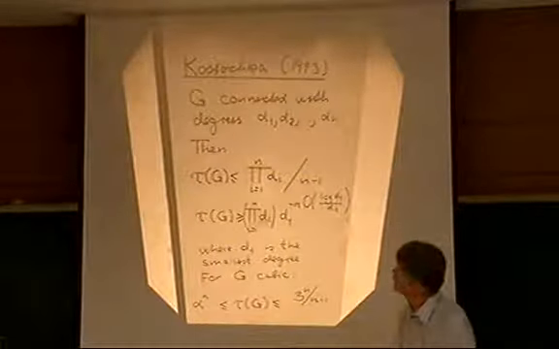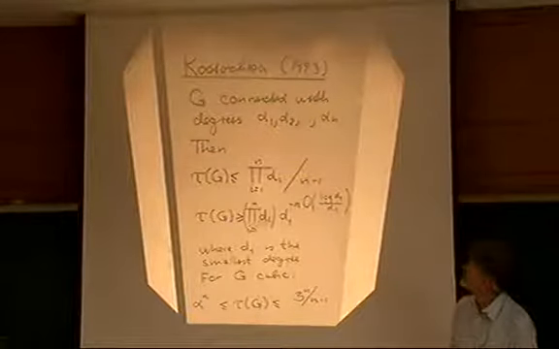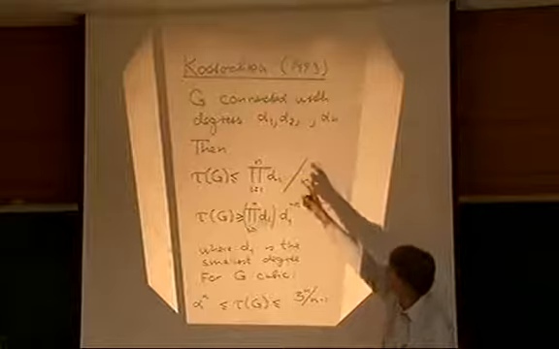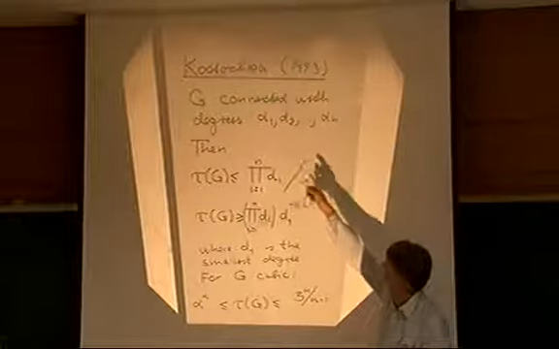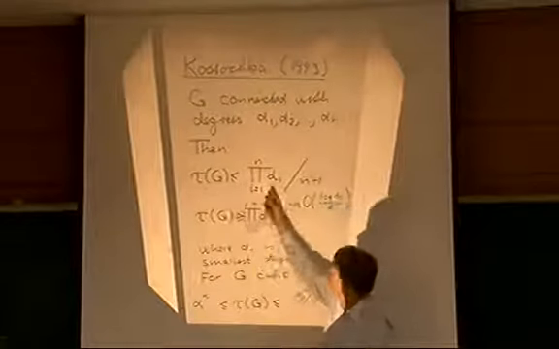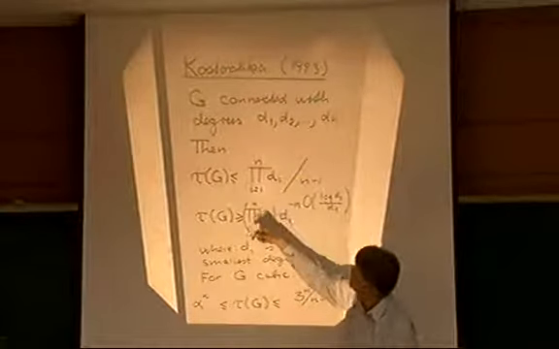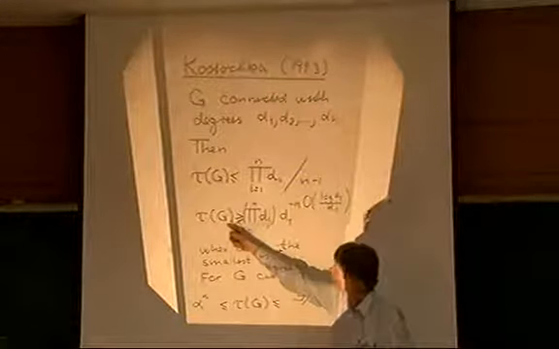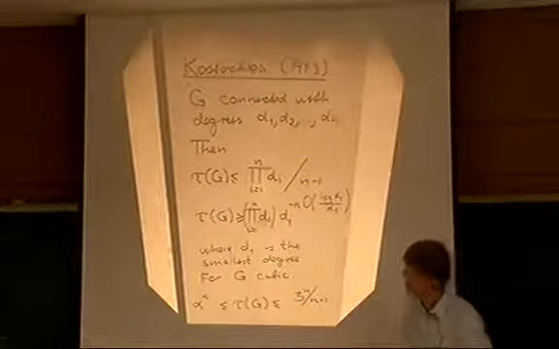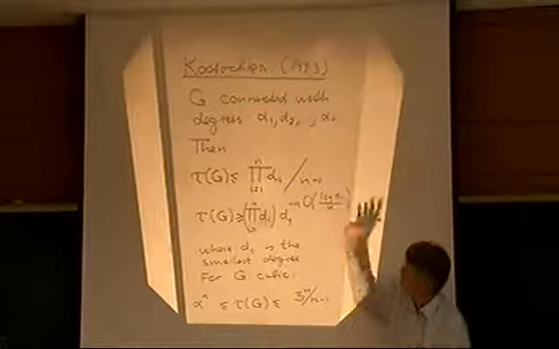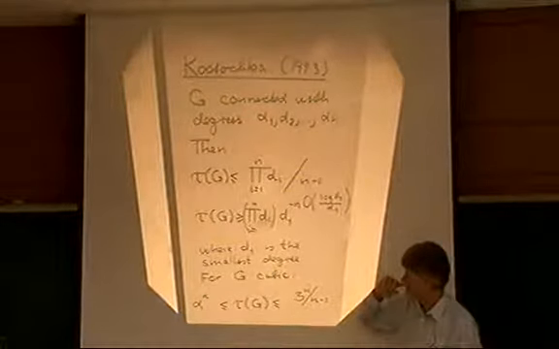Here is another result on the number of spanning trees. Kostochka proved the following pretty result. Suppose you have a connected graph with these degrees, or valences, d1, d2 up to dn. Then he proved that the number of spanning trees is at most the product of these degrees, and then he could divide it by n minus 1. And he also got a lower bound, which does not look so nice. And this d1, which you see here, that's the smallest degree in the graph.